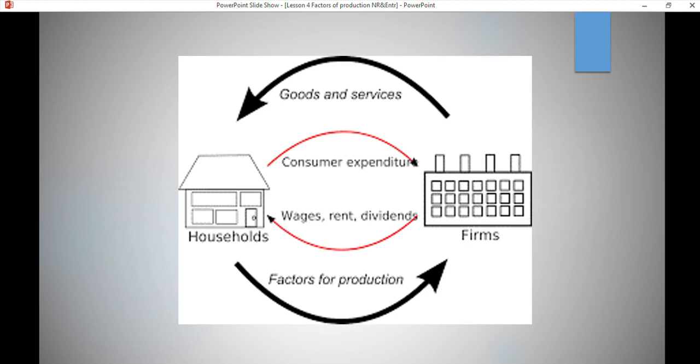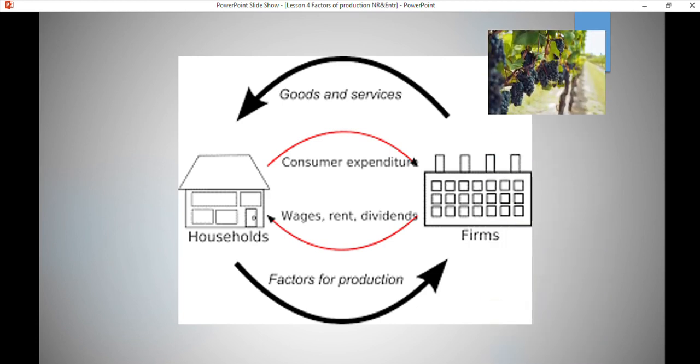And they do that because there's basically a need or a want for it. They see there's a gap in the market. So let's take the example of fruit juice again. A firm will buy grapes in this instance as a factor of production. They'll buy it from a farm owner, and that can be a household or a different firm, but they'll buy the factors of production, the resources, from someone.